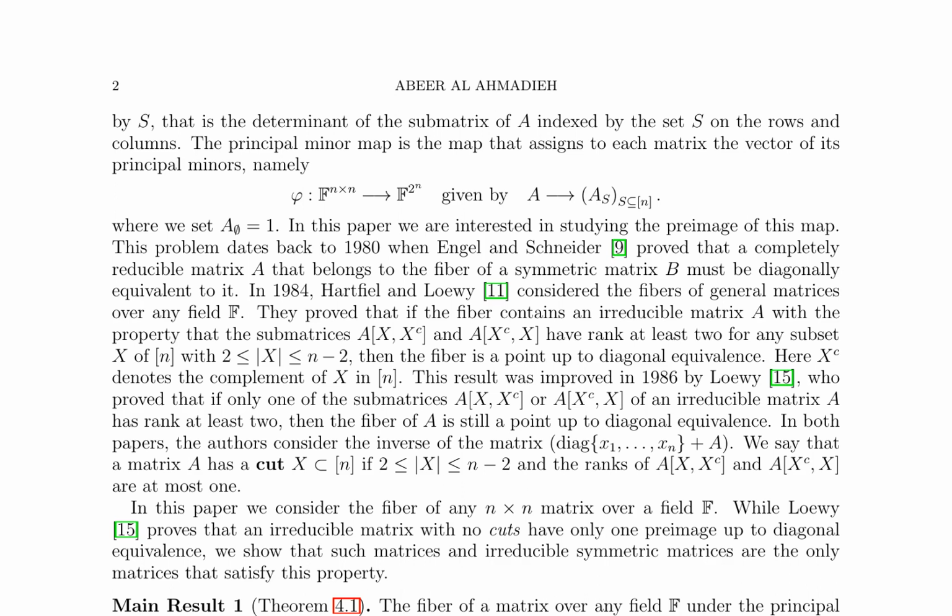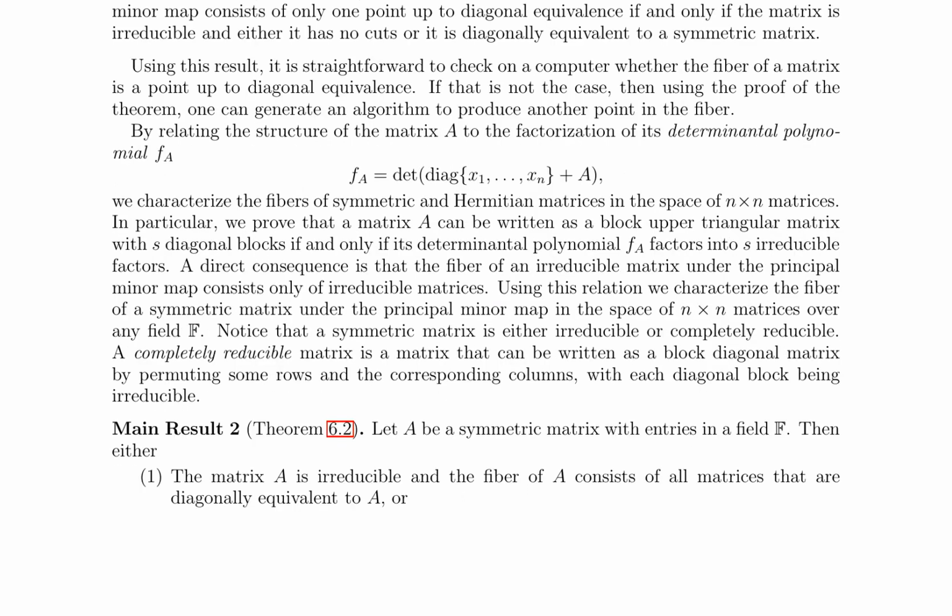property. The main result, Theorem 4.1, states that the fiber of a matrix over any field F under the principal minor map consists of only one point up to diagonal equivalence if and only if the matrix is irreducible and either it has no cuts or it is diagonally equivalent to a symmetric matrix. This result enables the development of an algorithm to produce another point in the fiber when the fiber is not a point up to diagonal equivalence.